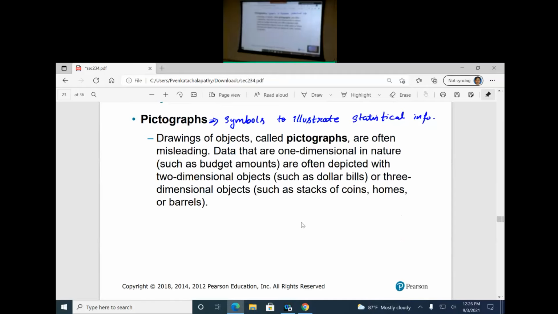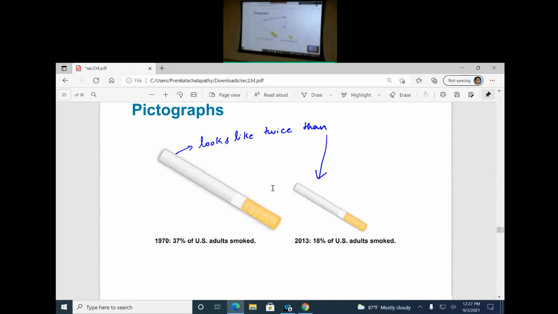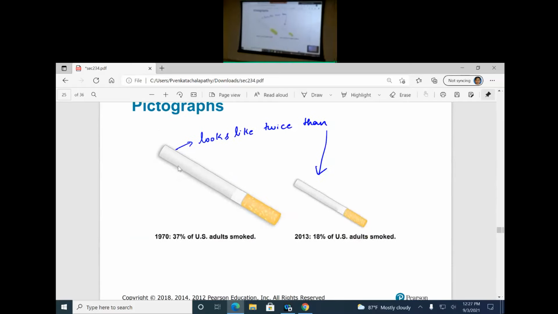It is nothing but expressing your statistical information using symbols. You are drawing that. That is called pictographs. So it can mislead you in many ways. For example, see this. This picture and this picture, when you compare, this is like twice of this. Then the percentage should be twice of this. But if you see, here it is 18% and here it is 37%, but it has to be double of 18% according to the picture, which is not. So that's kind of misleading, right?